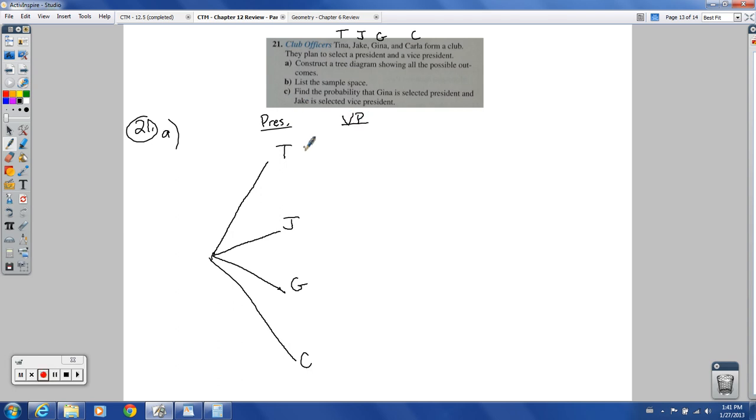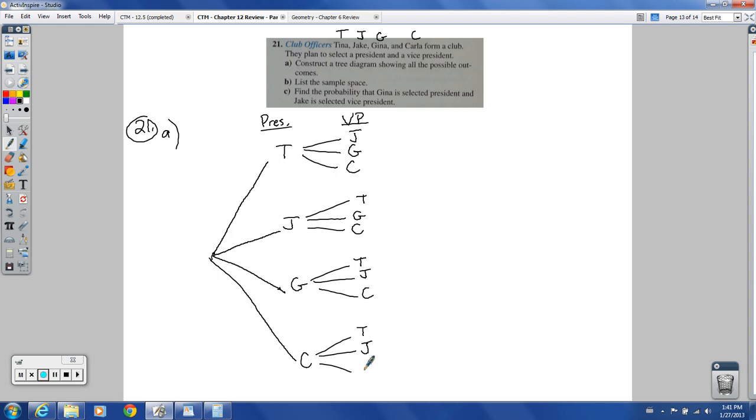From there, you're going to have 3 choices for vice president. You already picked one of the 4 people for president, so we only have 3 people left to choose from. So this would be Jake, Gina, Carla. This would be Tina, Gina, Carla. This would be Tina, Jake, Carla. And this would be Tina, Jake, and Gina.